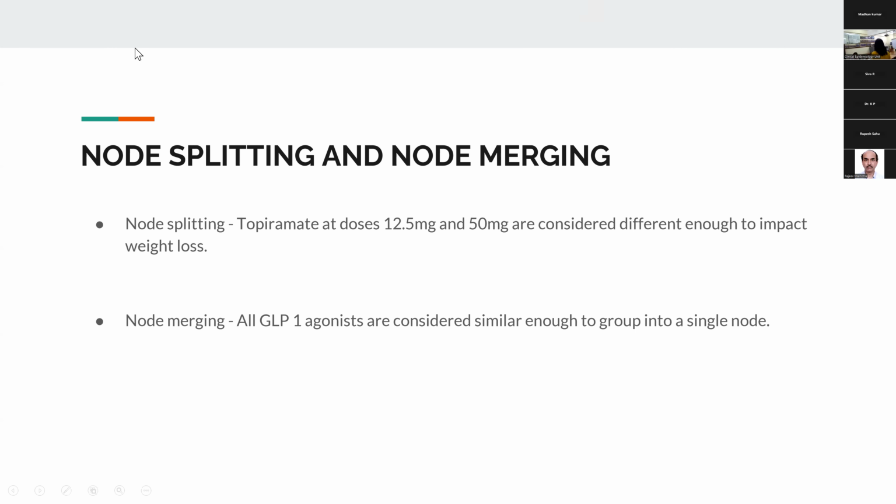Whereas if we say that for the purpose of a network meta-analysis, all doses of topiramate are considered as a single node, then we would put all that together, and that is called node merging. Sometimes we would even say all the drugs in a particular class are of the same node. So all GLP-1 agonists are grouped together to form one node.